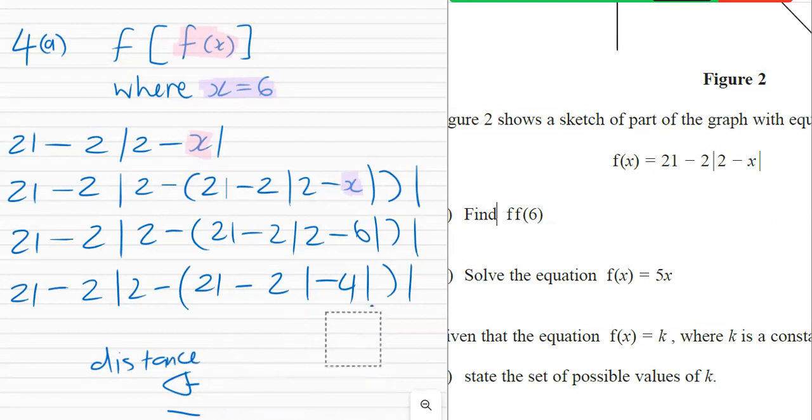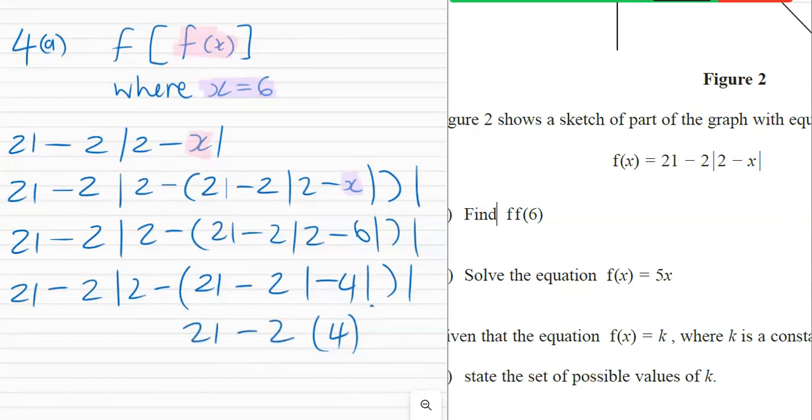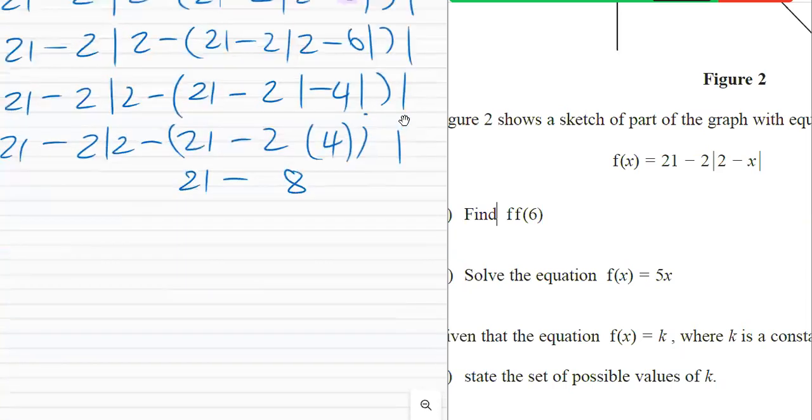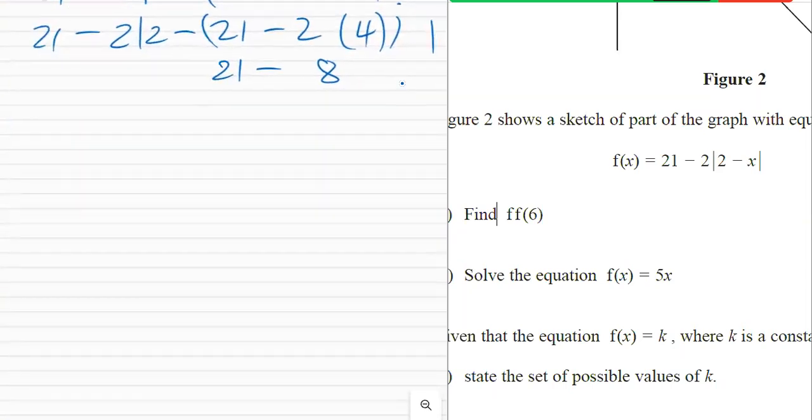So if we take this modulus, we know that that's going to be 4. Now there's nothing to simplify in there. So once we've got rid of the modulus, we can just replace it with a bracket. And everything else still needs to be dealt with. So let's quickly simplify everything inside this inner bracket. 2 times 4 is 8. 21 minus 8 is 13. So everything inside that bracket ended up being 13.